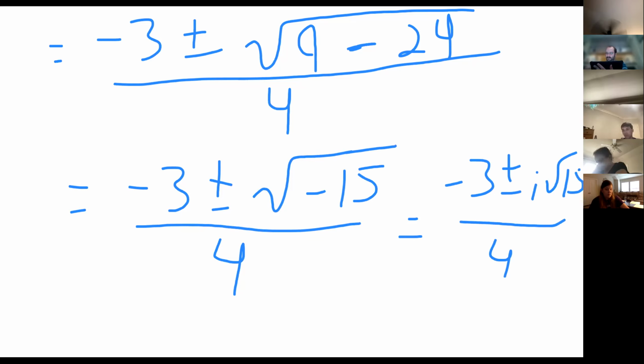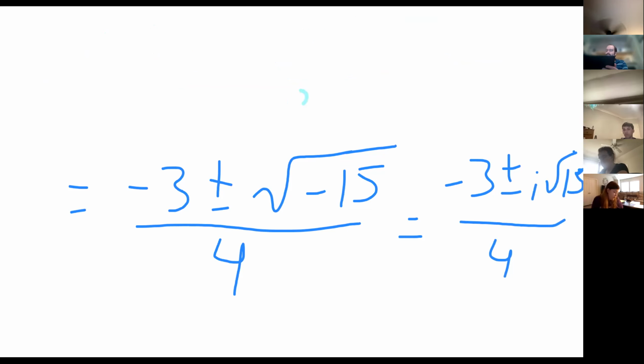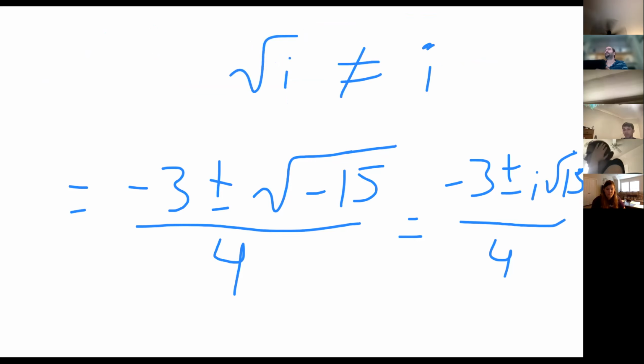And I'm cramming it in on the corner over here on my tablet. -3 plus or minus i root 15 over 4. I have a question. So the i goes on the outside? Yes, make sure you put that i on the outside of the radical. If it's inside the radical, it is something different. Square root of i is not equal to i. Those are different things.